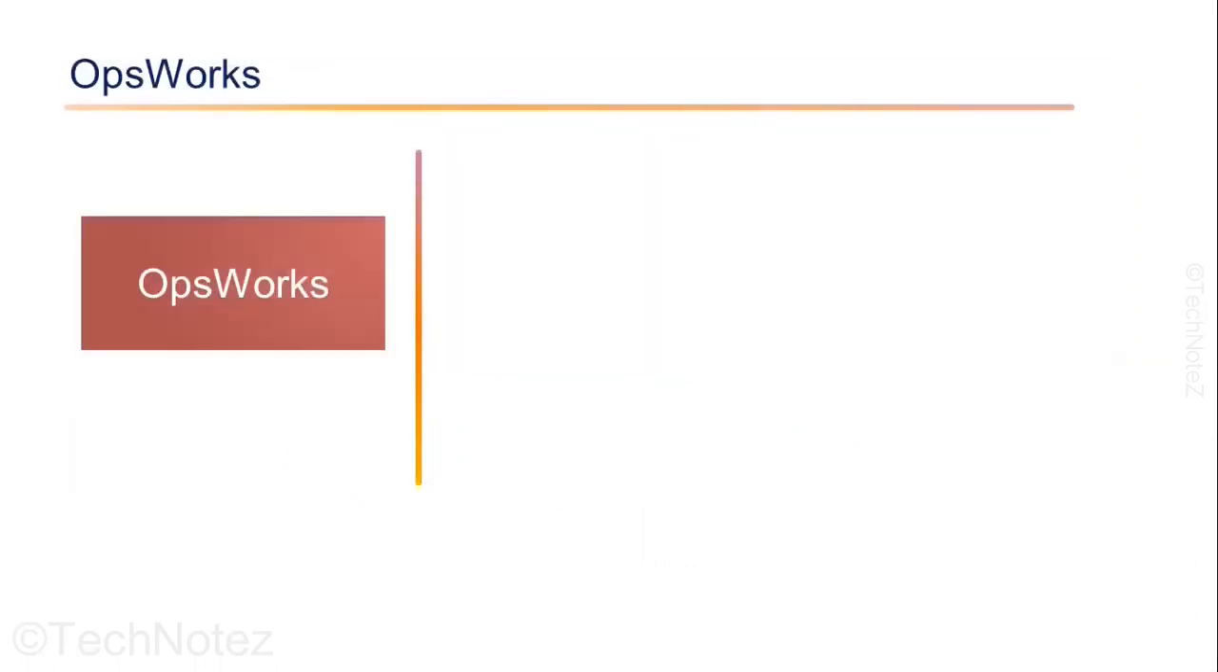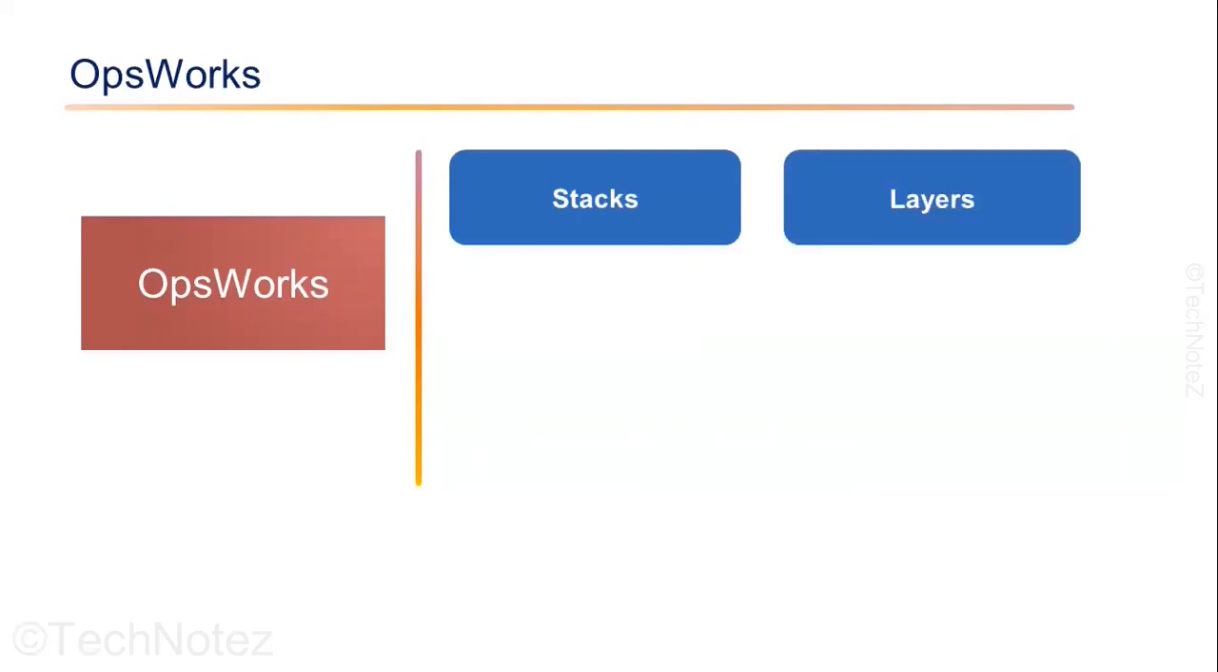OpsWorks has a few core components, like stack. A stack is a collection of resources that are created and managed together as a single unit. You can use a stack to create, update, or delete a group of resources at once. A stack is created from a set of configuration files that define the resources and their dependencies. A layer represents a set of resources that perform a specific function, such as running web servers, application servers, or databases. Layers can contain EC2 instances, Elastic Load Balancers, and Amazon RDS instances.